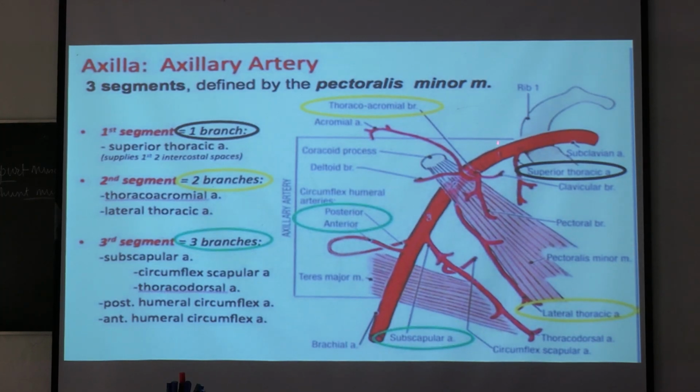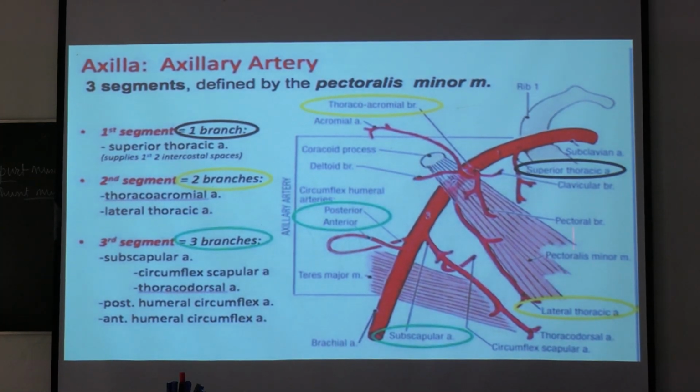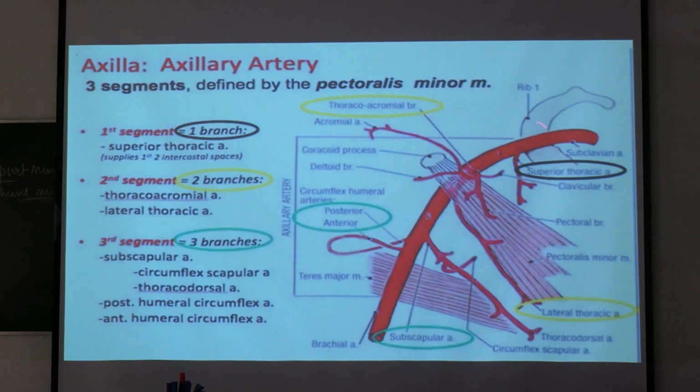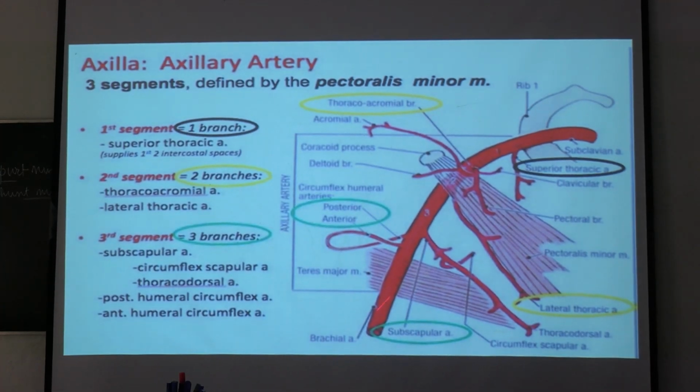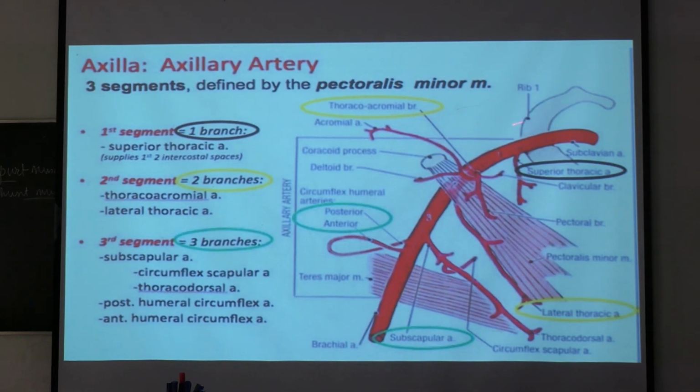From here to here, the axillary artery extent is divided into three parts. This is the pectoralis minor muscle, lying over the artery. The part medial to the pectoralis minor is the first part of the axillary artery. Posterior to the pectoralis minor is the second part. And from the lower margin of pectoralis minor to the lower margin of teres major is the third part of the axillary artery. Now we have branches. The first part has one branch, the second part has two branches, the third part has three branches.